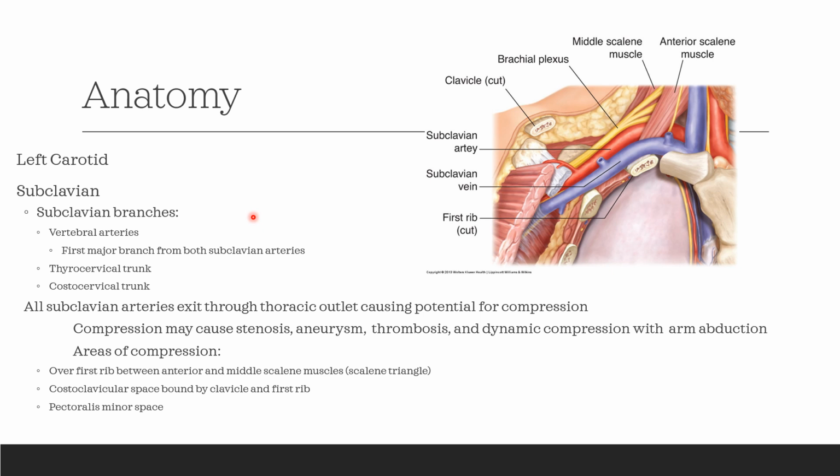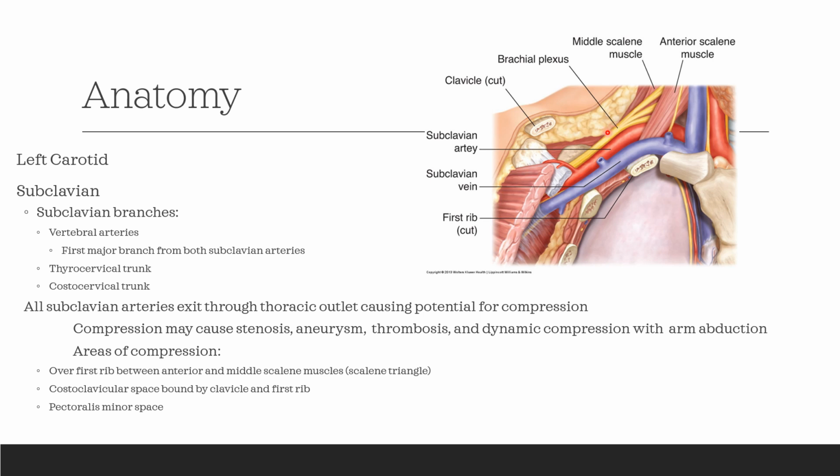Some of the areas where we most likely will see compression in our thoracic outlet is where our subclavian crosses over the first rib between the anterior and middle scalene muscles. And this is called the scalene triangle. So here you see our scalene muscles coming down. Here you see the subclavian, and especially in people that have very prominent scalene muscles, you can see how that would compress the subclavian artery as well as the brachial plexus nerves in that region.